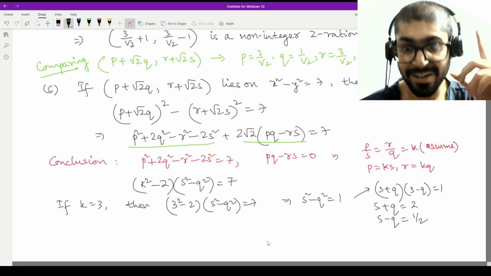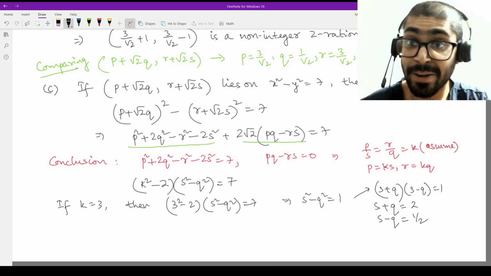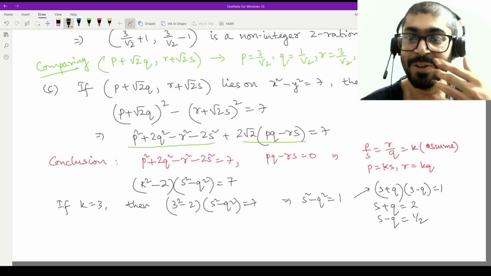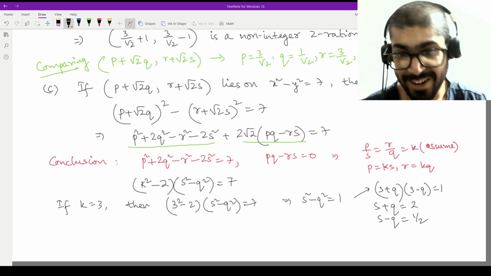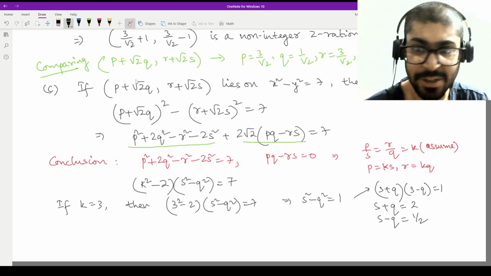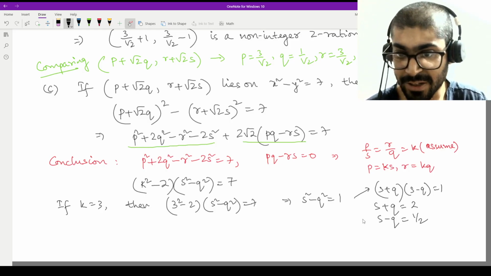We just need one solution. I'm not looking for a particular solution. I just need any solution so as to obtain one required point, right? So I'll choose whatever values I want. You can choose whatever values you want. You can take s plus q equal to 3 and s minus q equal to 1 by 3.